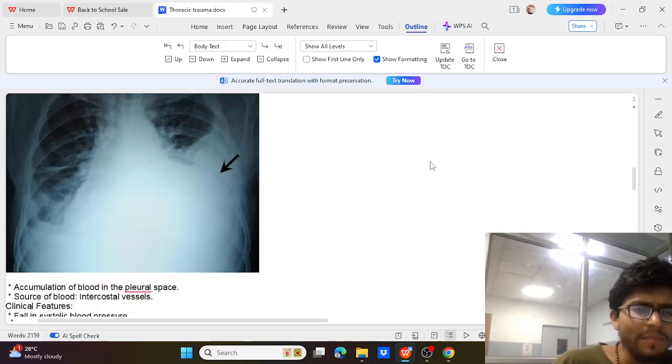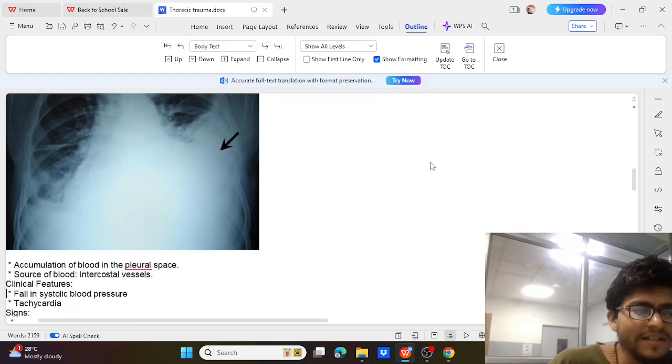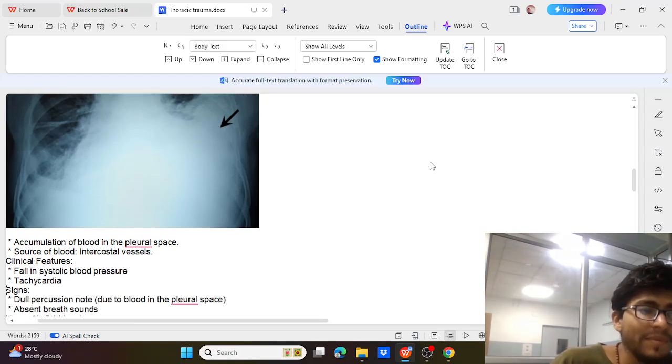So now what happens here is that there is blood accumulation in the pleural space between the pleural layers of the pleural cavity, that is the visceral and the parietal pleura, and it is due to damage to the intercostal vessels or sometimes even lung laceration. It can also cause hemothorax. So what happens? There will be tachycardia, respiratory distress, and fall in BP. These are common findings similar to the above one.